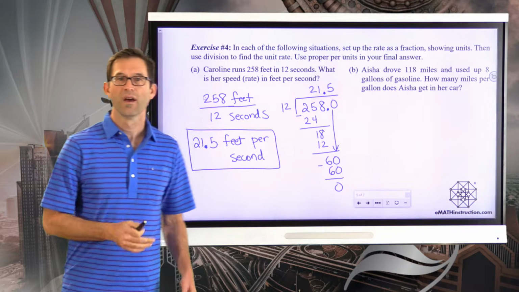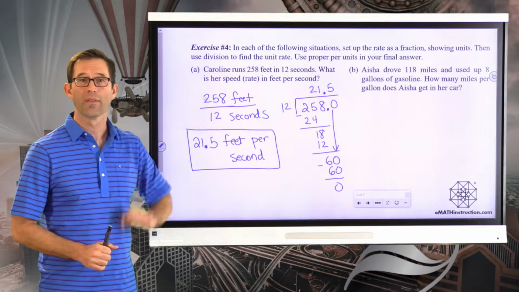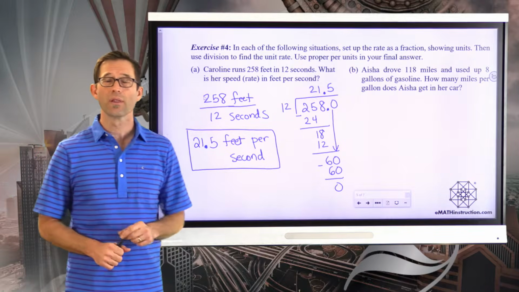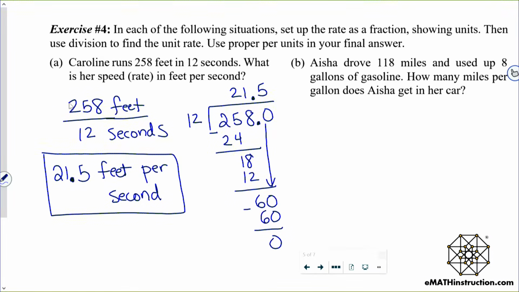All right. A unit rate based on a ratio by dividing the numerator by the denominator. Let's take a look at letter B and then have you work on it on your own. Letter B. Aisha drove 118 miles and used up 8 gallons of gasoline. How many miles per gallon does Aisha get in her car?